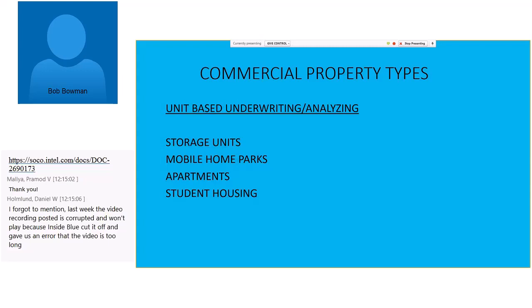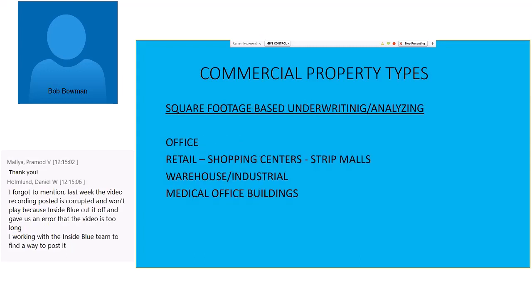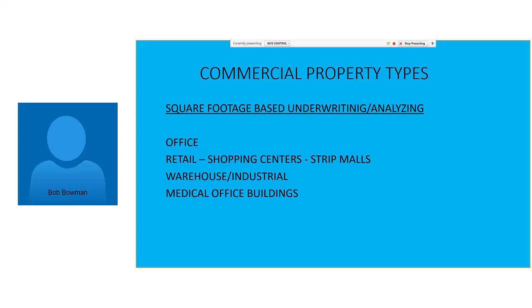So we have these unit-based type commercial real estate properties, but the rest of the world and the huge opportunity out there is for square footage-based type properties, and that would be offices of all kinds, retail, shopping centers, and strip malls. If you like warehousing and industrial, which is really hot right now, by the way, and it's even becoming more important to find these properties, because with more and more companies going online now and making some paradigm switches here, they need a place to warehouse their product.